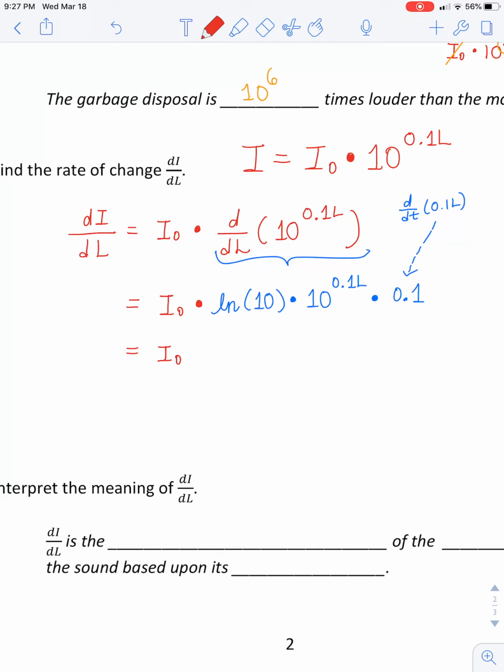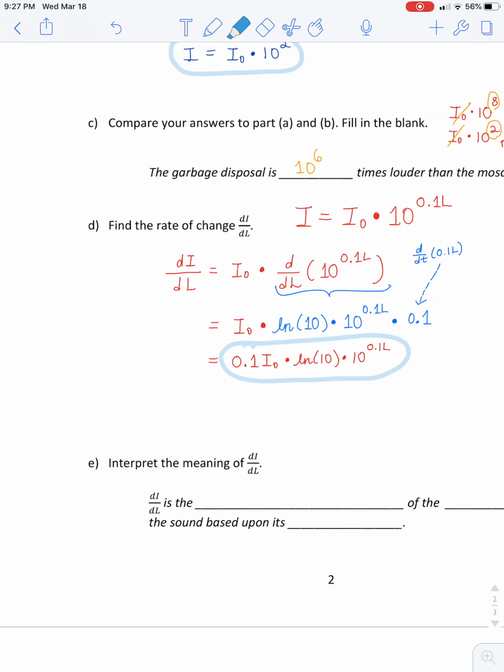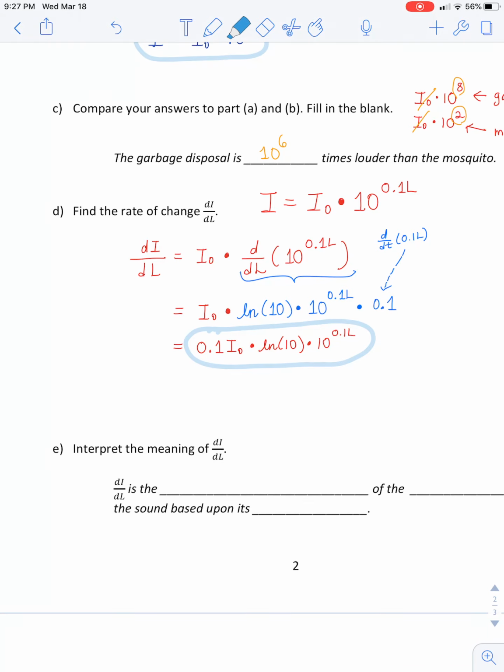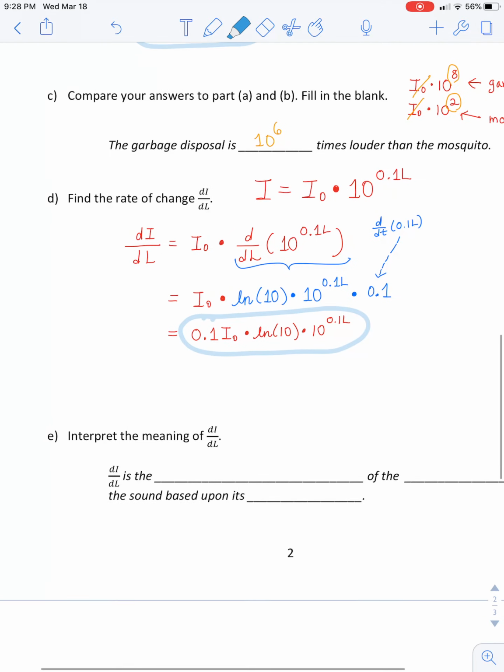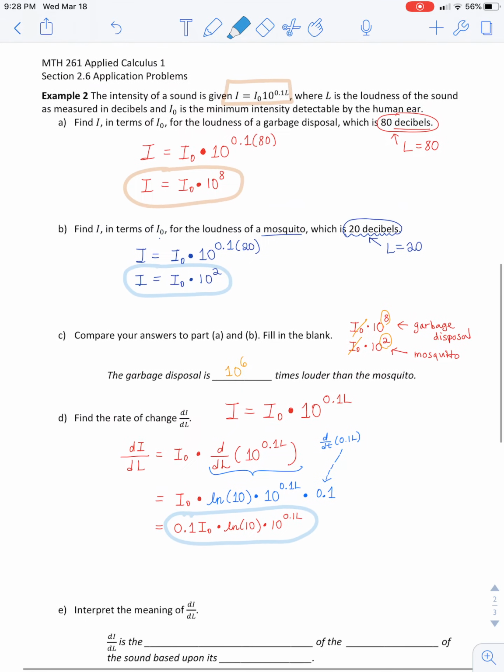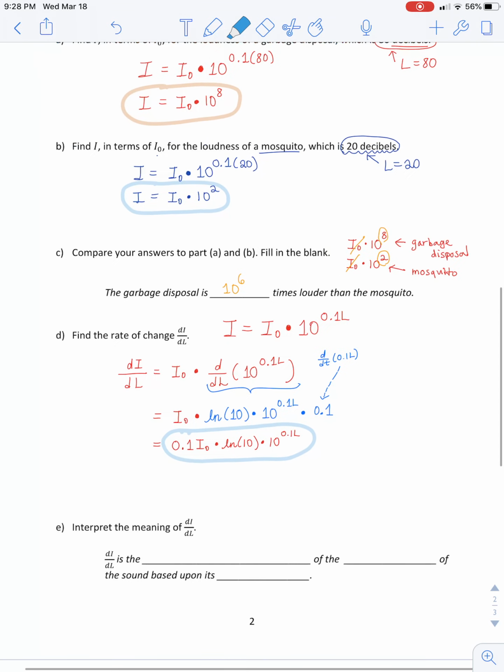So do I want to change the order a little bit? I think that's fine, but if you really want to write it as 0.1 I naught times ln 10 times 10 to the 0.1 L, I guess that's fine. I guess that's good. Well, we found it. We found the derivative or the rate of change, dI/dL, and that's what it is. Okay. Well, I wanted to know what the I naught is. They just never told us.